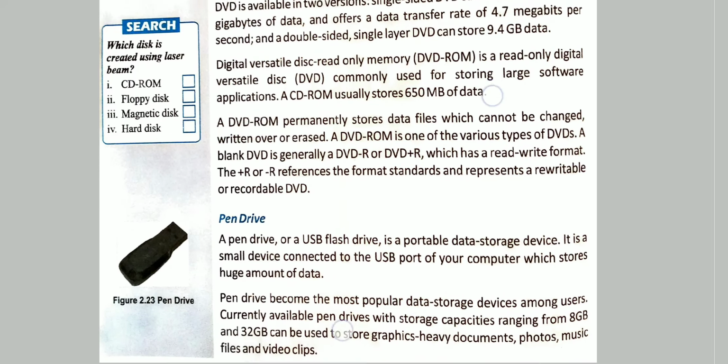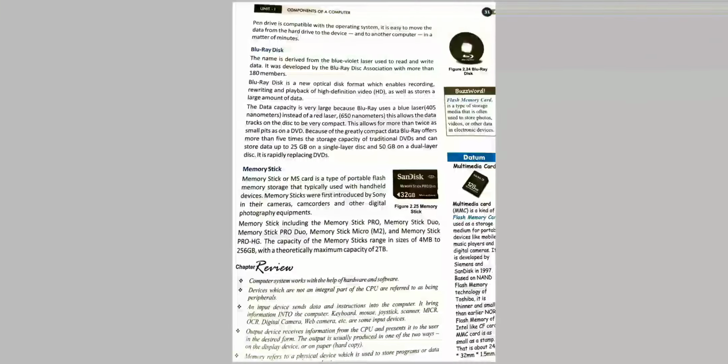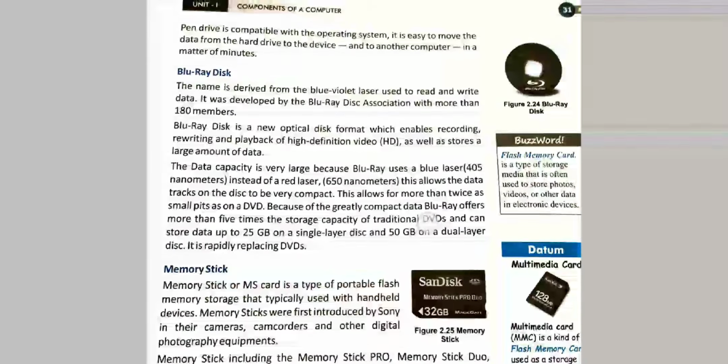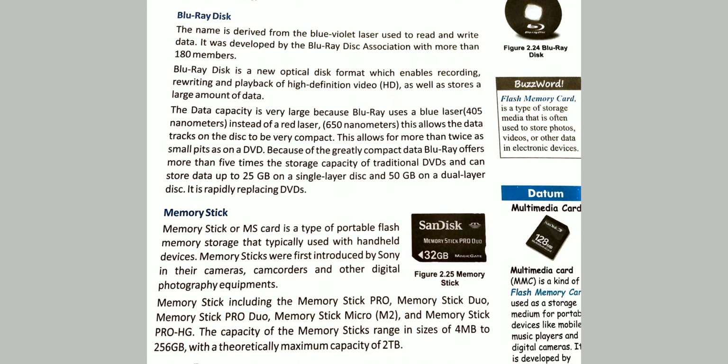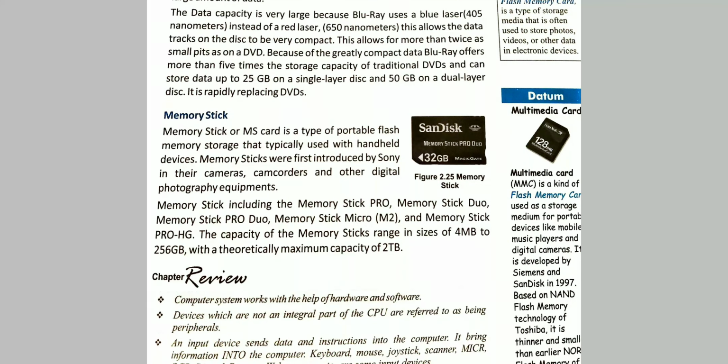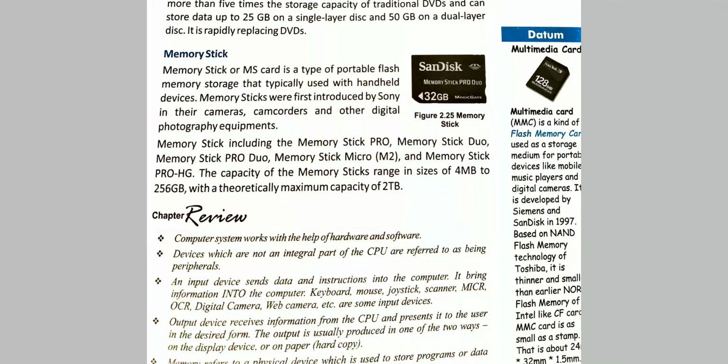Pen drive, we already know about pen drives. This is called a flash drive and all. Come to this one, the Blu-ray disc. Blu-ray disc is a disc which is for larger storage, and 180 members of the Blu-ray Disc Association invented the Blu-ray disc. So you can read about that one. Memory stick, that is memory card, you can put it inside and use that memory. It has a storage of 4 MB to 256 GB.